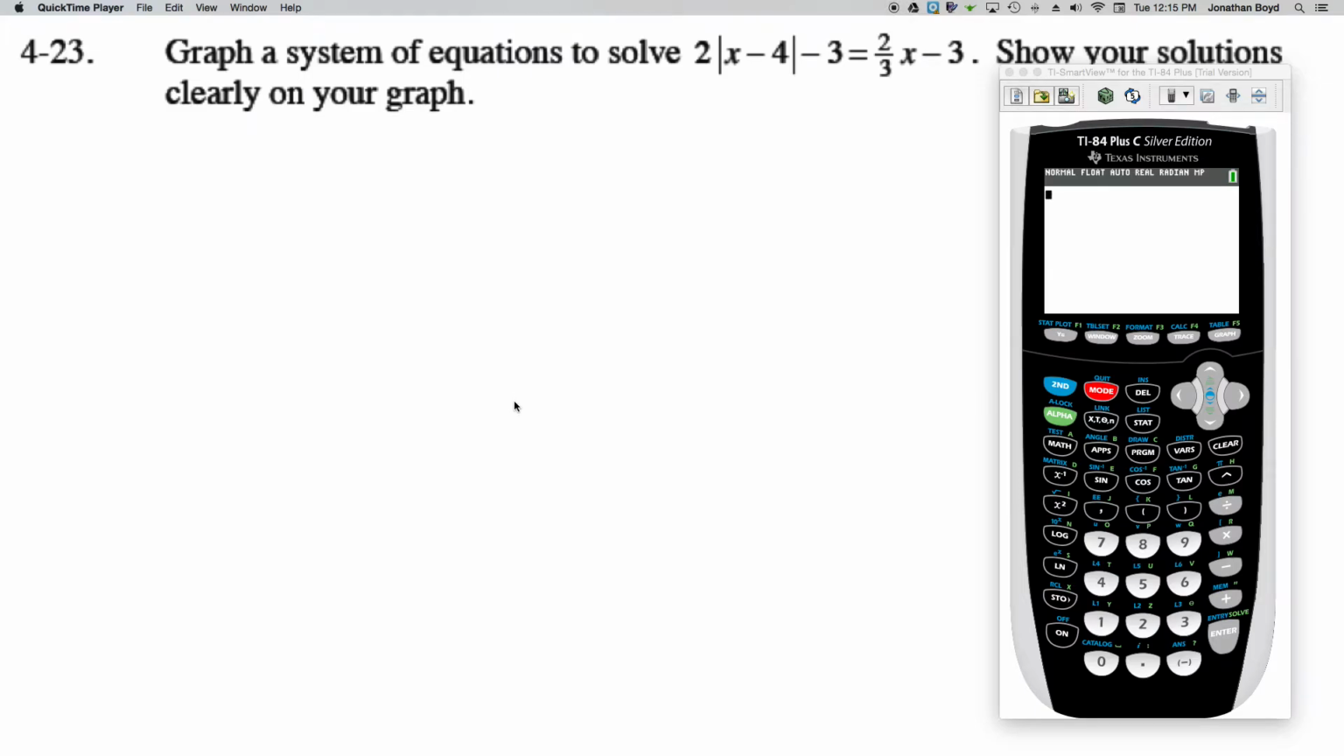Problem 4-23. Graph a system of equations to solve 2 times the absolute value of the quantity x minus 4 minus 3 equals 2/3 of x minus 3. Show your solutions clearly on your graph. All right, so we're going to solve this equation, and we're going to do it by using our graphing calculator. This is very similar to problem 4-22.